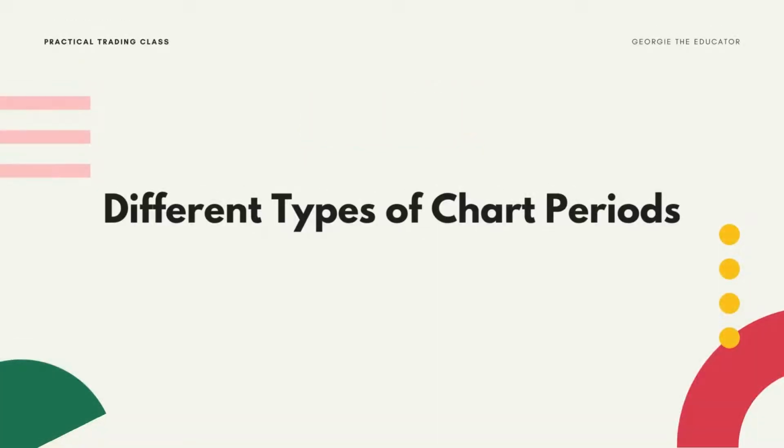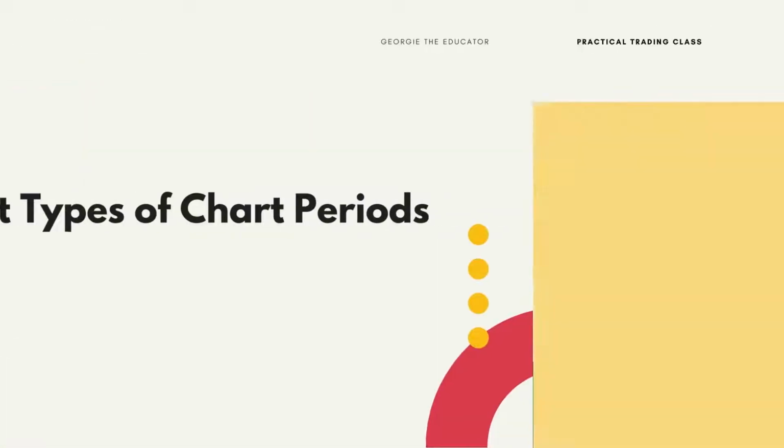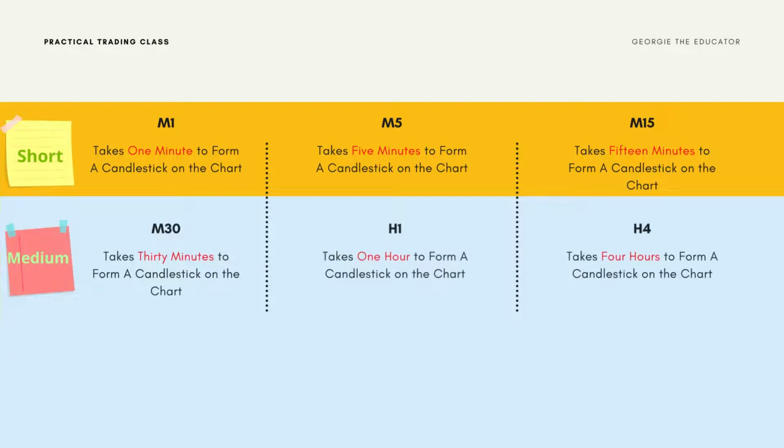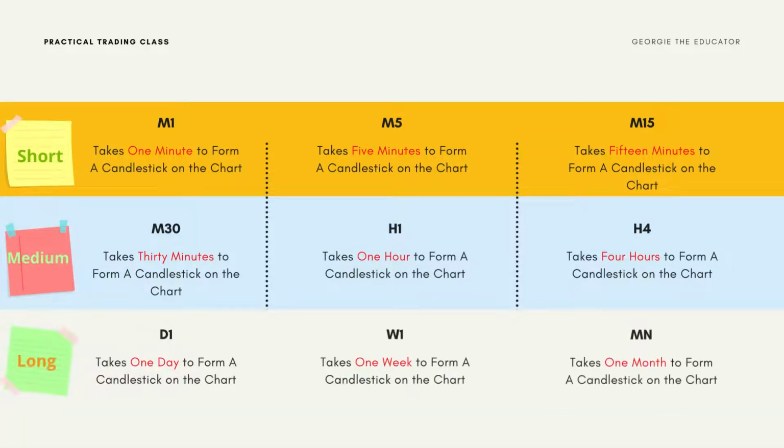Moving on. The different types of chart periods are the short, which include the M1, M5, and M15 chart periods. There's medium range, which includes the M30, H1, and H4. Then there are long chart periods, which are the D1, the W1, and the 1 month. Very good to remember the difference between a minute and the monthly chart. M1 and MN. Good to note.